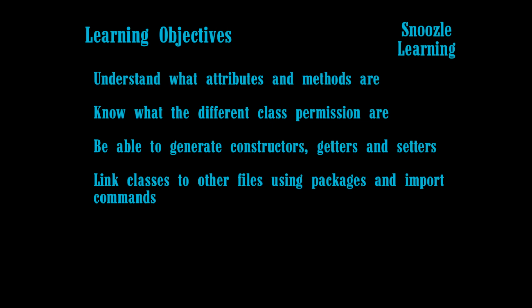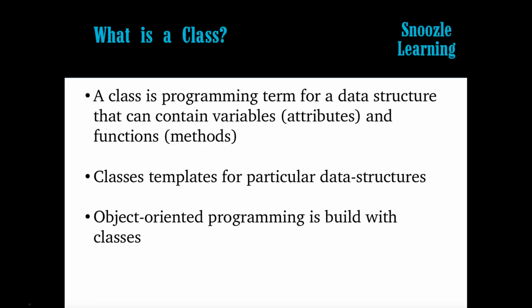So today's learning objectives are to understand what attributes and methods are, know what the different class permissions are, be able to generate constructors, getters, and setters, which are basic methods in typical classes, and be able to link together classes, so basically be able to bring classes into other parts of your program.